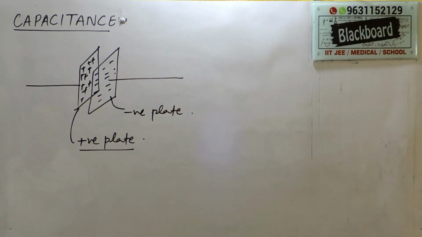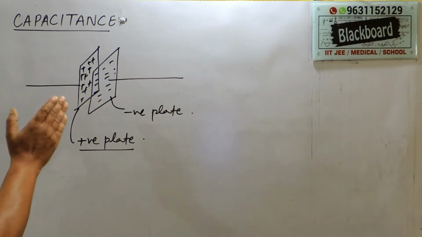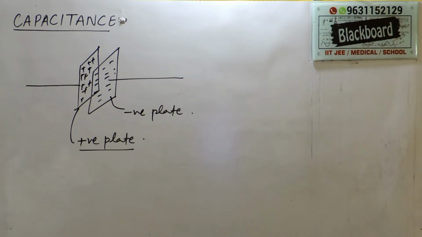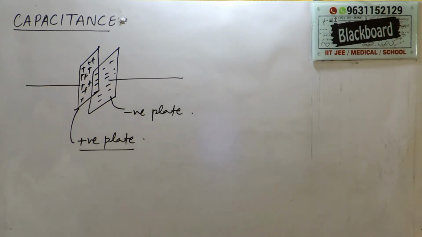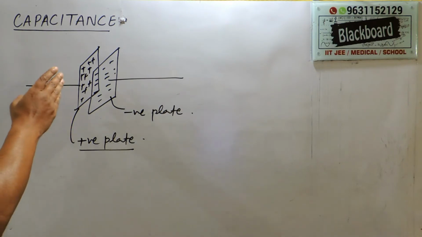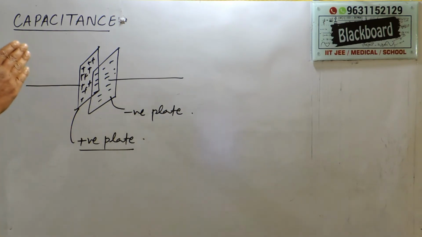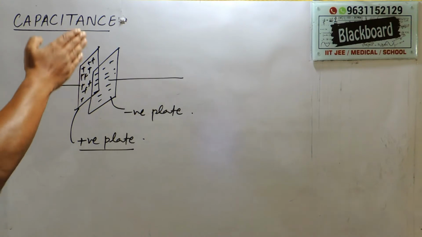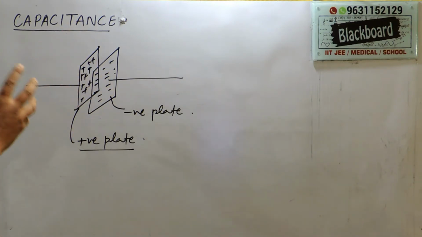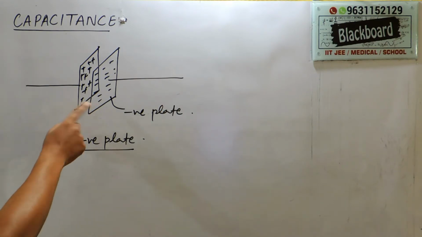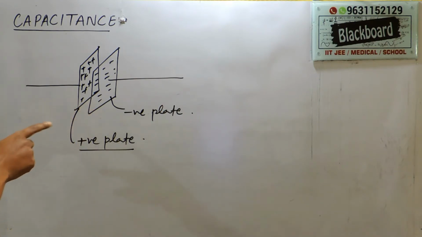The charge on the positive plate is called the charge on the capacitor, and the potential difference between the plates is called the potential of the capacitor. The figure shows two conductors, one with positive charge and the other with negative charge, forming a capacitor, and the potential difference between them is called the potential of the capacitor.